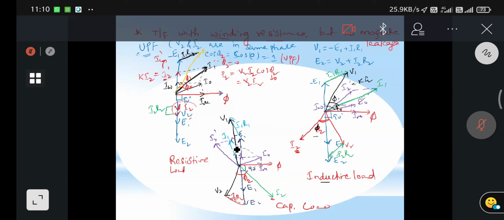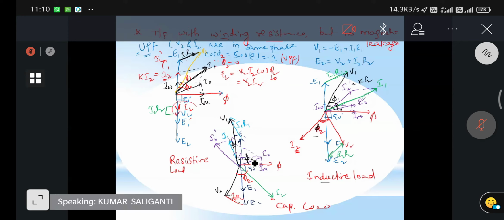So with V1 and I1, you can get this phi 1. With V1 and I naught, you can get what about here? Phi naught. So these are the phasor diagrams of a practical transformer under load condition with winding resistance, but not reactance. I am not considering the reactances here. You can also consider I1 X1, but I am not considering it here. Okay.